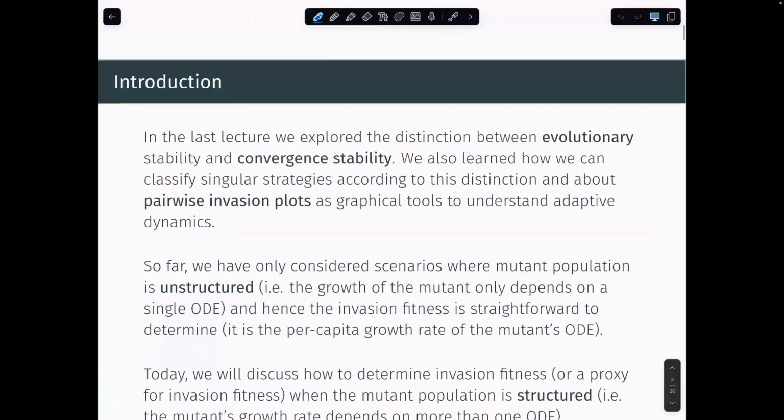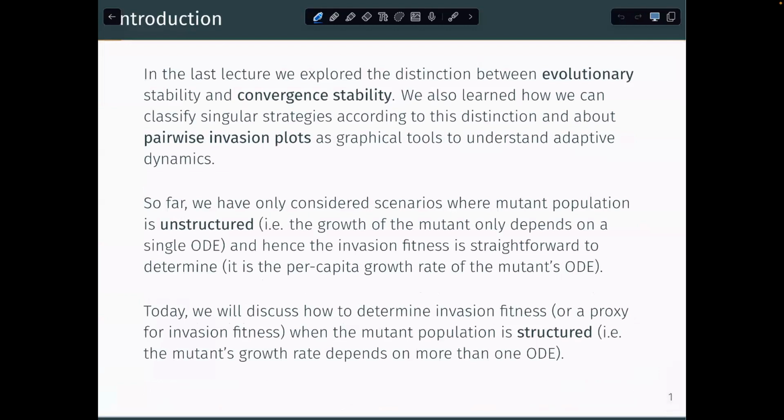So last week, we were talking about the distinction between evolutionary stability and convergent stability. And just a reminder, while these are not completely independent of each other, we can have, for example, a singular strategy that is convergent stable but not evolutionary stable, or vice versa. Or they could both be convergent and evolutionary stable, or neither convergent nor evolutionary stable.